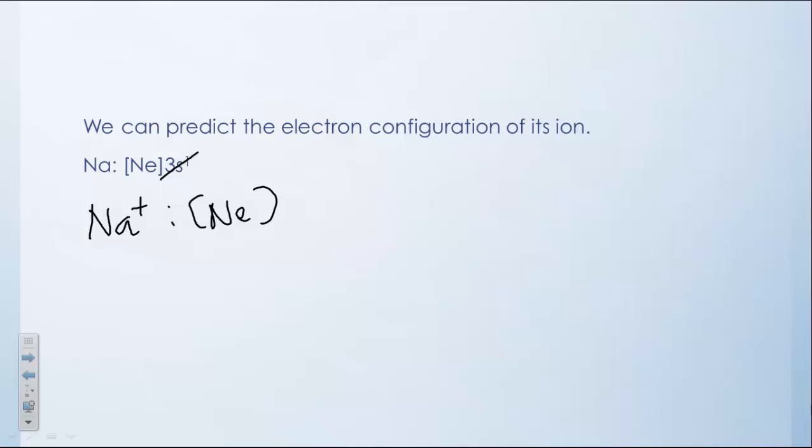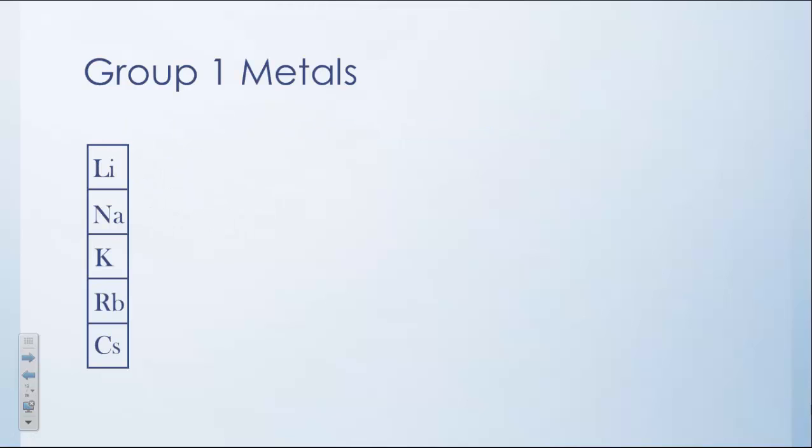In other words, if you were just looking at the electron cloud, you would not be able to tell the difference between sodium and neon. They would have the same configuration, same number of electrons in the same orbitals. Because all of the group 1 metals have similar electron configurations, it's not hard to predict that they're going to form similar ions.